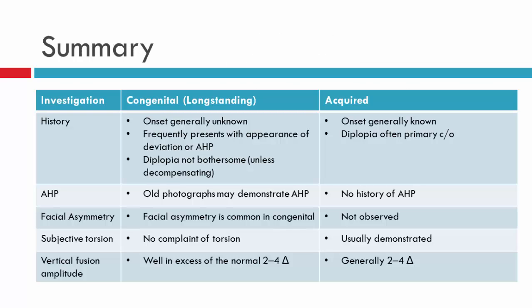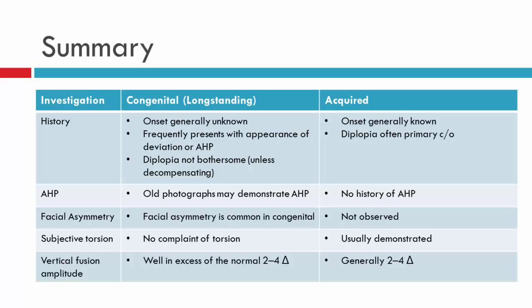In summary, here is a table that distinguishes the patient who has congenital fourth nerve palsy or a long-standing fourth nerve from that of a recently acquired fourth nerve palsy. So again, in terms of history, look for a vague history where the onset's not very well known, and the general complaint being around cosmesis rather than diplopia, unless we have a decompensating fourth. Look at the old photographs. If the individual had the deviation as a child, or if it's congenital, then we're looking at abnormal head postures being present in childhood photos.